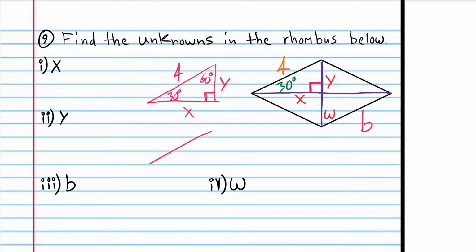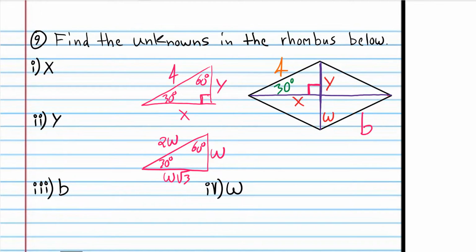Now I'm going to pull out that special triangle so you can get a feel for what's going on. Remember, if the side opposite 30 is w, then the hypotenuse is 2 times w, and the side opposite 60 is w times root 3. That's the relation. That's the 30, 60, 90 degree triangle theorem.